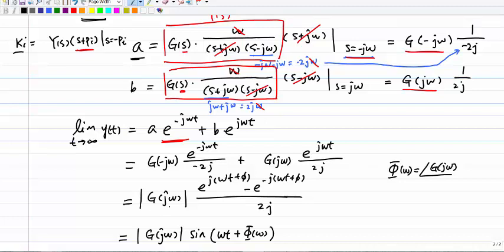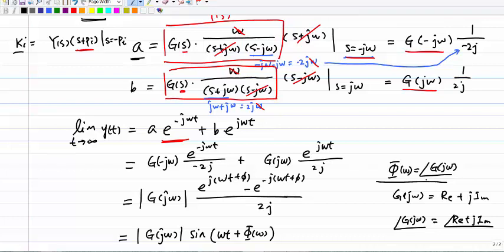You can sort of see, let's assume that G(jw) has an angle of phi(w). The angle of this G(jw), because you can see this as some real part plus j times imaginary part. So we can have an angle of G(jw), the angle of this real part plus j imaginary part.